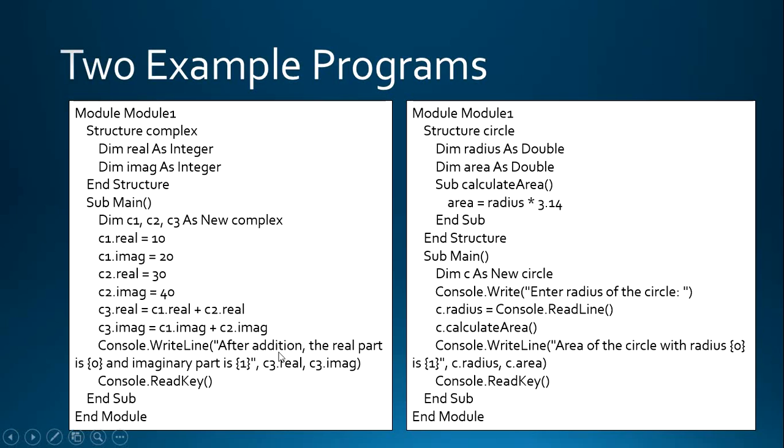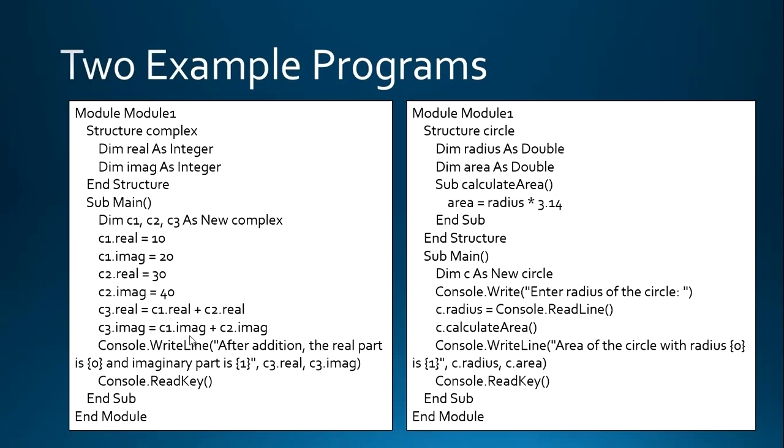After addition, the real part is 0, that is the first argument, and the imaginary part is the second argument. The first argument after the end of the code is the real part. So this 0 will be substituted by C3.real, and the imaginary part will be substituted by the second argument here.